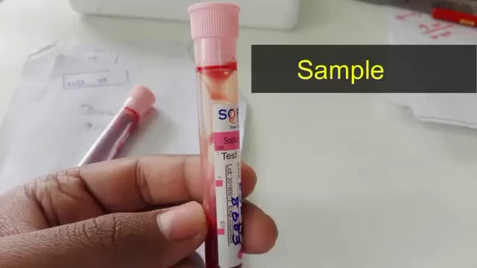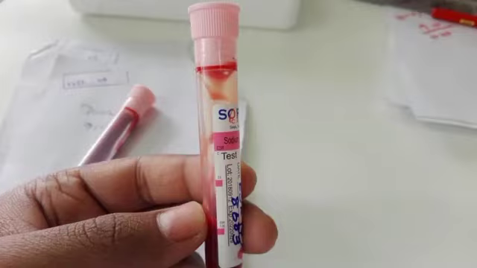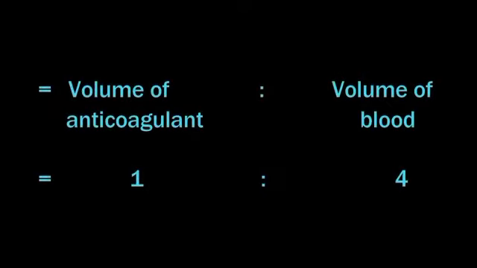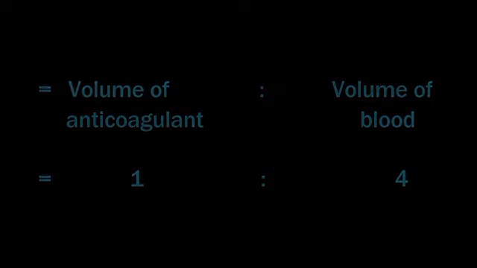Okay, now let's go for the method. Here the sample should be collected into a trisodium citrate anticoagulated tube. Here the amount of volume is critical. So the volume of the anticoagulant and the volume of blood should be in 1:4 ratio. That means 1 volume of anticoagulant and 4 volumes of blood.